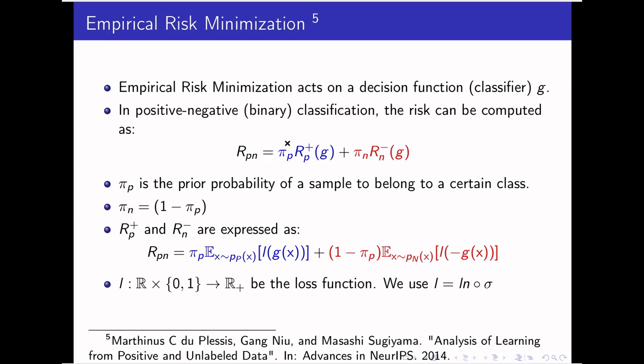In this equation we have some terms like π_p and π_n. π_p is a prior probability, a prior belief that a sample belongs to the positive class, and π_n is the prior probability of a sample belonging to the negative class. These R terms can be expressed as you see here, and I don't want to dig into these expressions; maybe we can discuss it later. I will mention that they introduce a loss function L that acts over the output of the classifier, and in our case we use the log-sigmoid function.